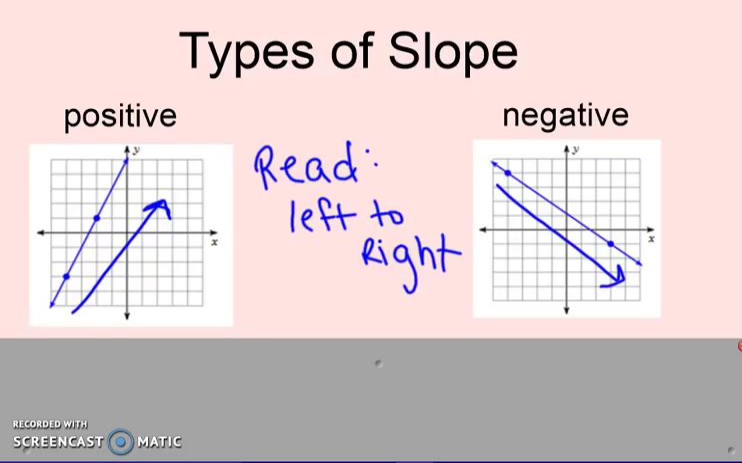You can also look at your x values. In the positive, the x values are getting larger, the y values are getting larger. In the negative, the x values are getting larger, and the y values are getting smaller.